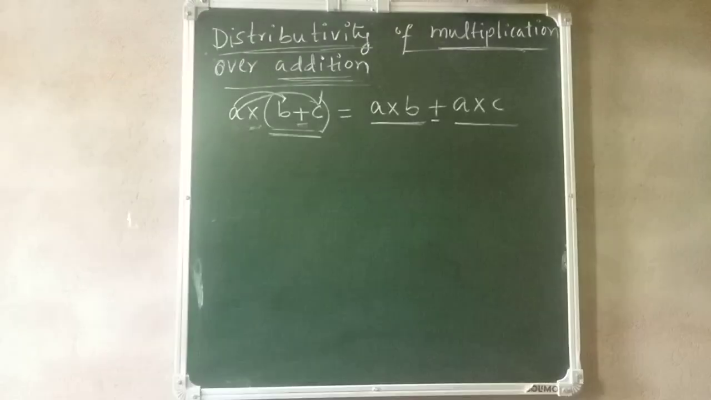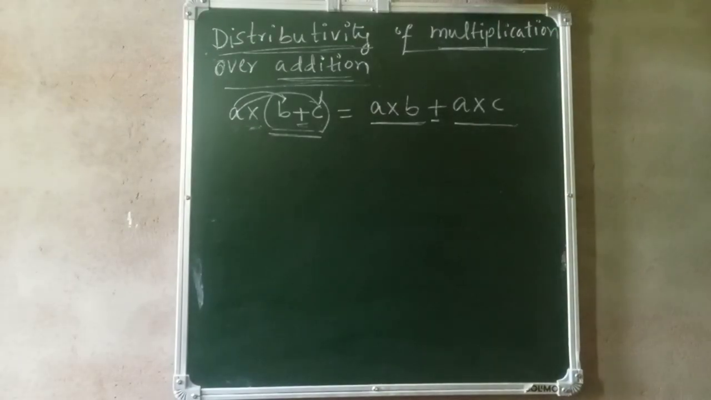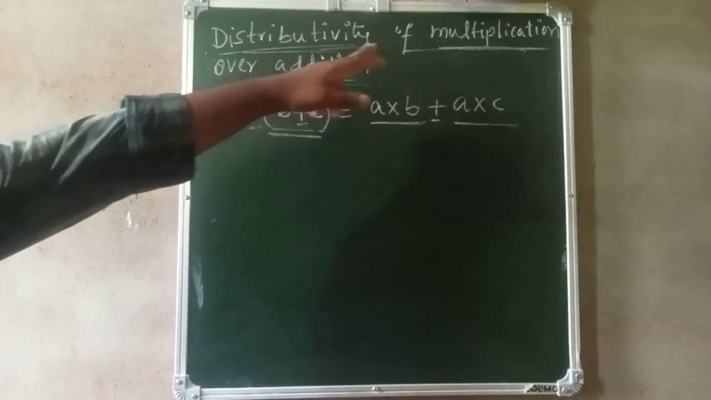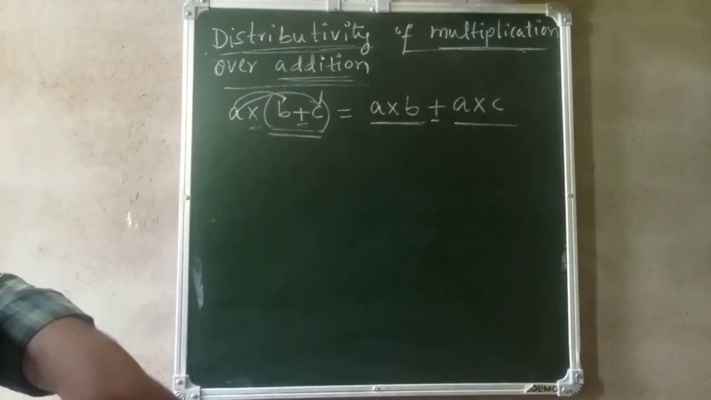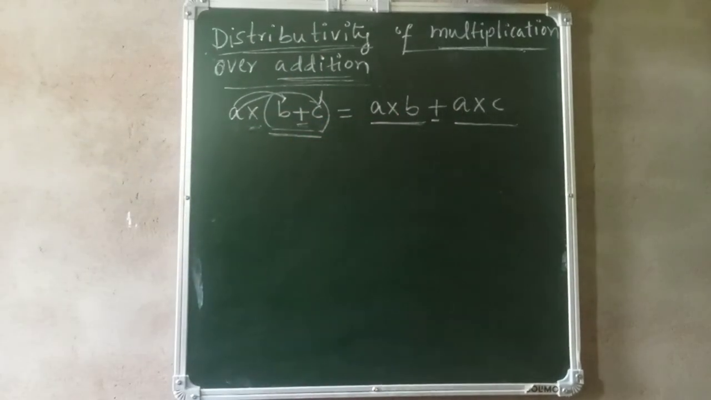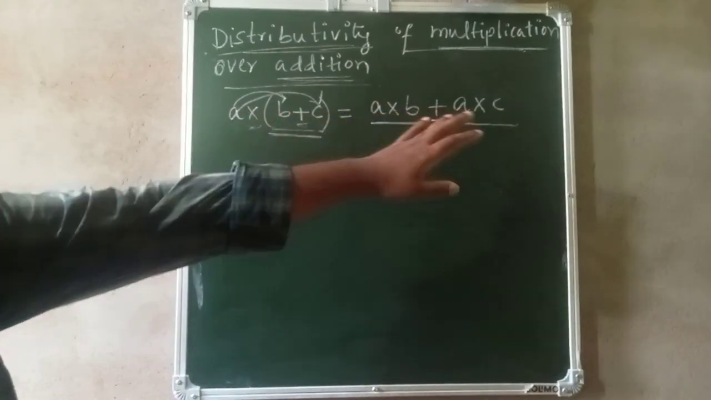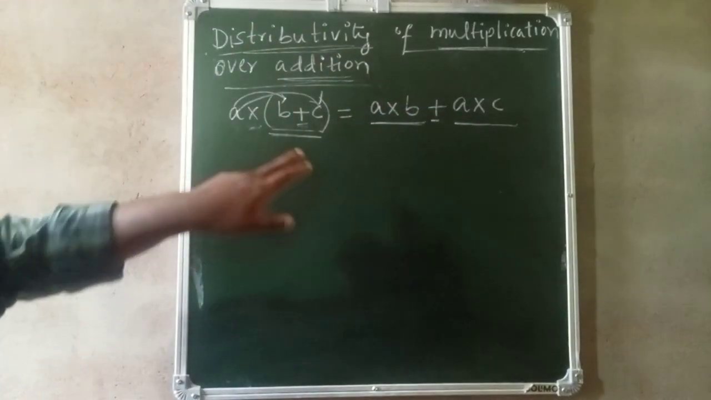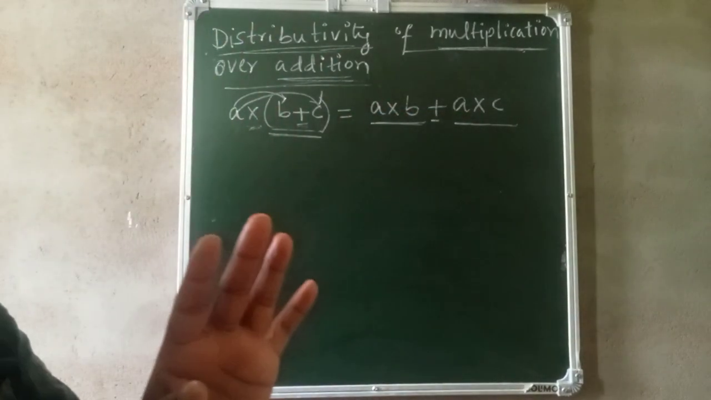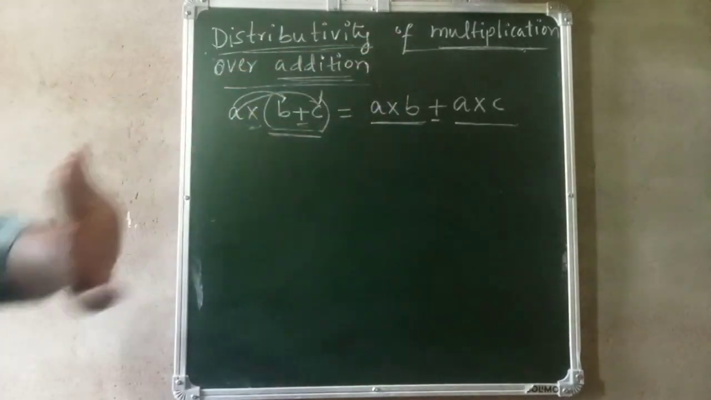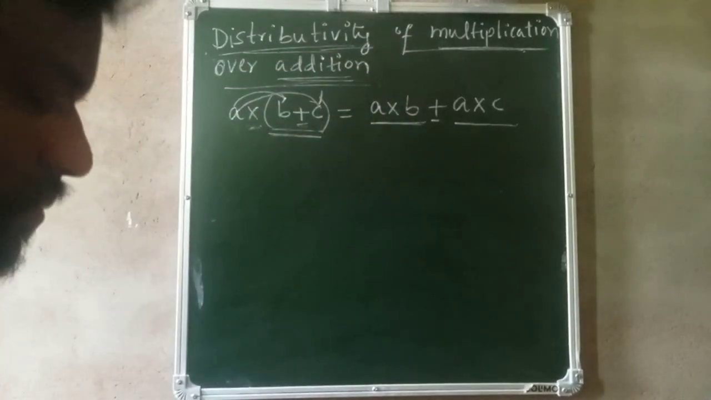So now you understood. So which equation indicates distributivity of multiplication over addition? So the answer is this equation. So whenever you see this, just remember this is nothing but distributivity of multiplication over addition.